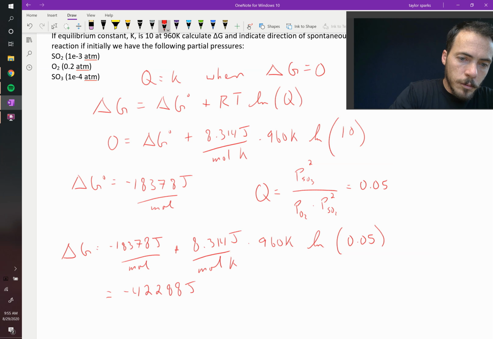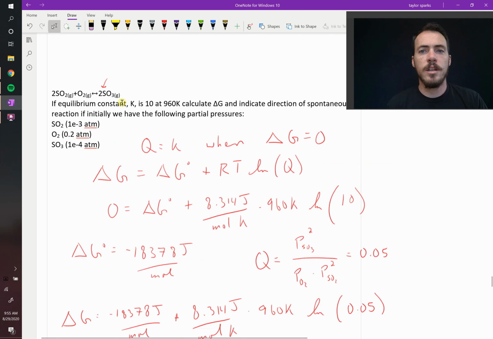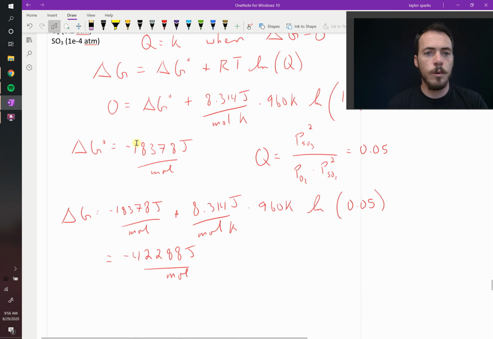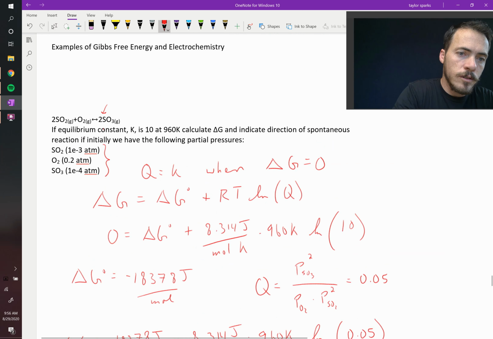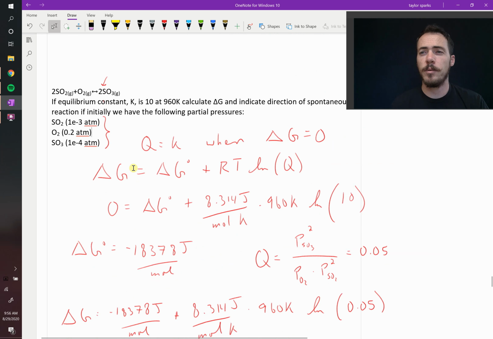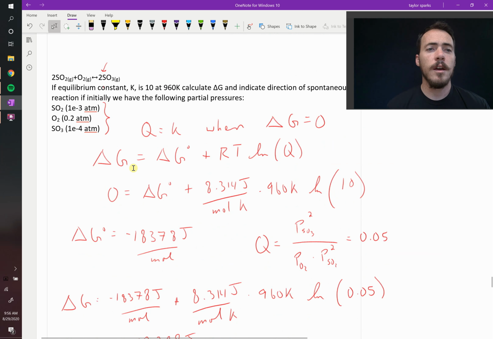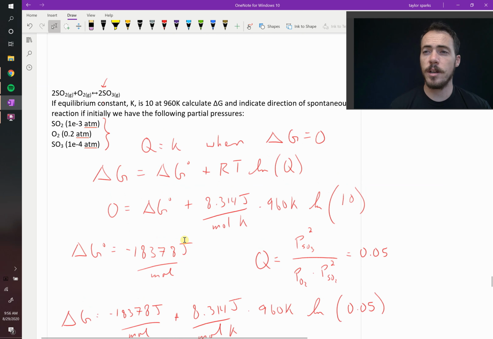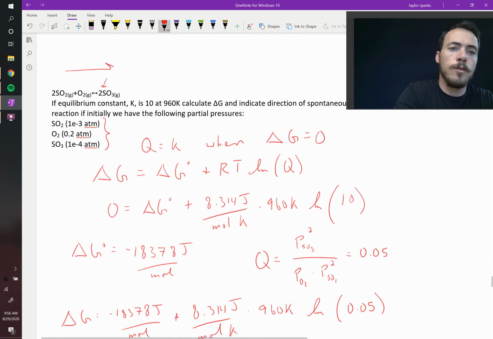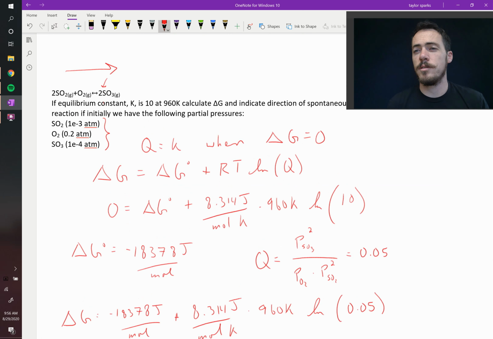When I plug all of those into my calculator, I get that it's equal to negative 42,288 joules per mole. So now to finish this question, indicate the direction of spontaneous reaction. Well, we just found that with these initial starting conditions, the change in free energy for that reaction is a big negative number. So that means that the reaction as written is going to proceed forwards. We're going to continue producing SO3 molecules.